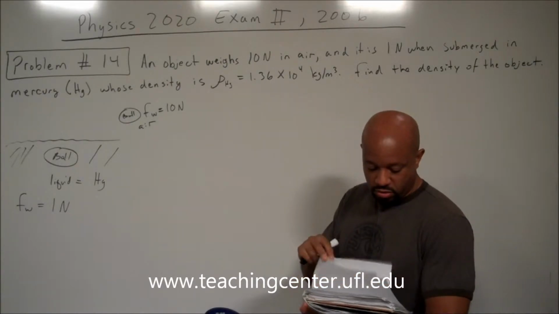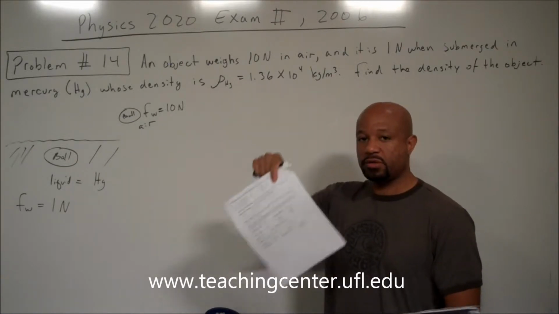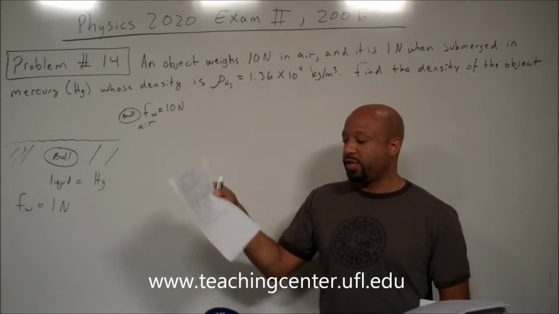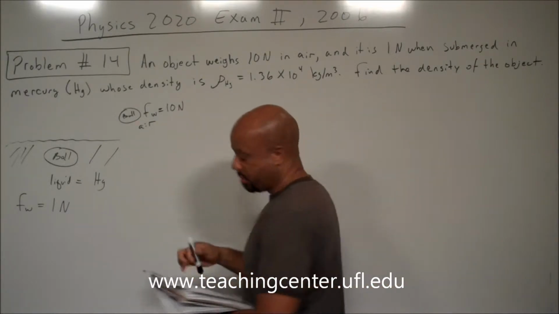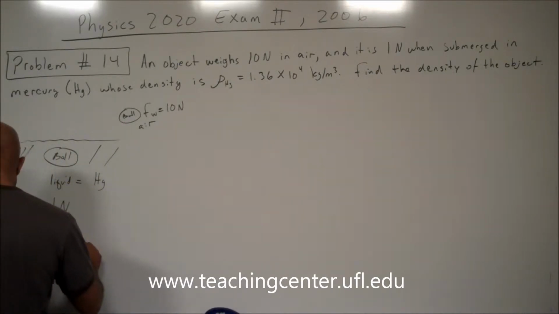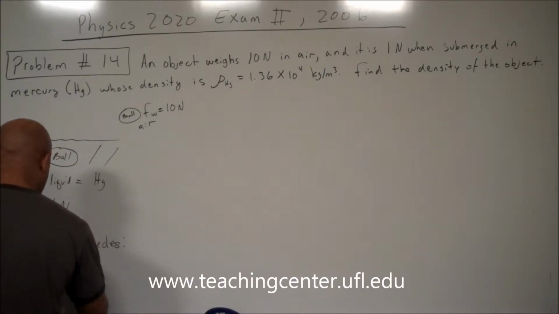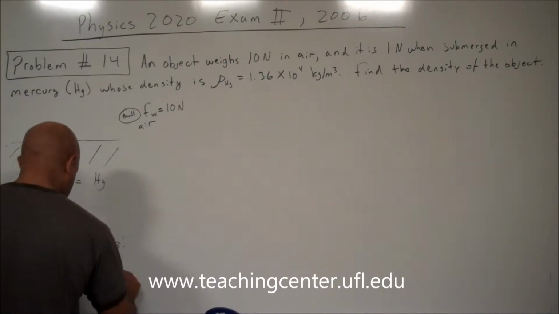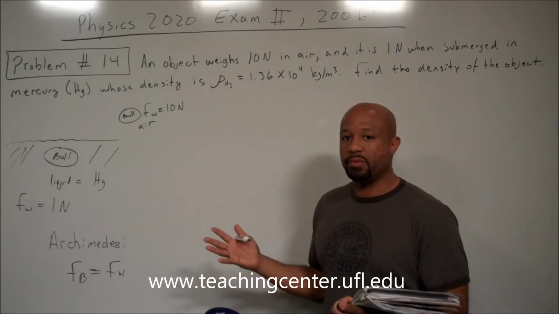Okay, so if you go to the supplemental formula sheet that's given for this particular exam, you'll see the relationship for Archimedes' principle. And basically it states that the buoyant force is equal to the weight of the object that the liquid is holding up, okay?